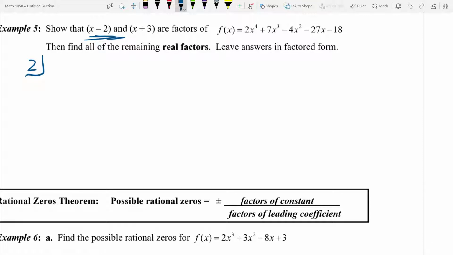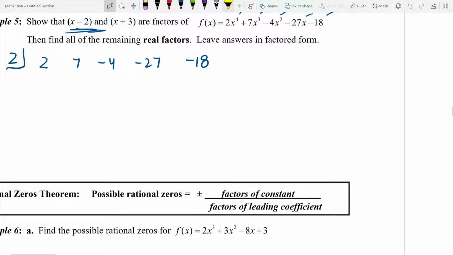Everybody said x plus 2 equal to 0 and you get a 2. Look at your exponents: 4, 3, 2, 1, constant, I'm good. So I'm going to go 2, 7, negative 4, negative 27, negative 18. Everybody stop right here. If someone said to you, question on your midterm, factor that, would that be horrible? Yes. Horrible. But we're going to factor it in a much easier way.